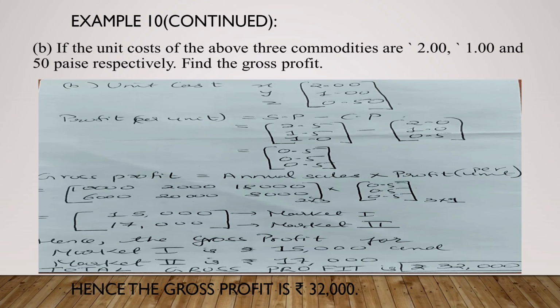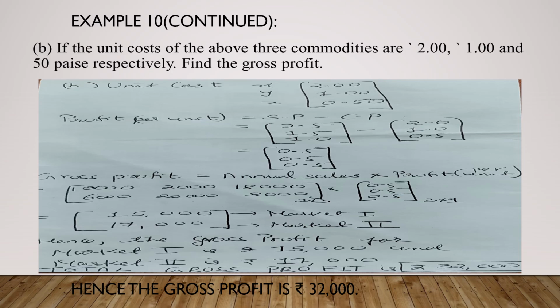What is the gross profit? The sales into profit per unit. So the sales we have already given in the matrix for the two markets. The sales is the annual sale, correct, into the profit. So when you multiply these two matrices, 2 cross 3 and 3 cross 1, you will get a matrix of the order 2 cross 1. 2 rows, 1 column, 2 rows for each of the markets.